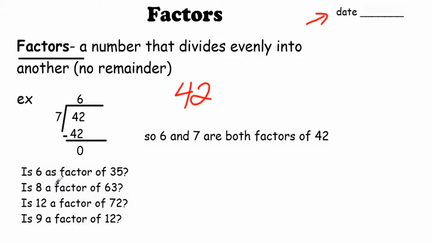So you can look at some of these numbers. Is 6 a factor of 35? No, because 6 times nothing gives me 35. 8 is not a factor of 63 because 8 times nothing gives me 63. All right, and so on. 12 is a factor of 72 because 12 times 6 equals 72. All right? So let's look at this.